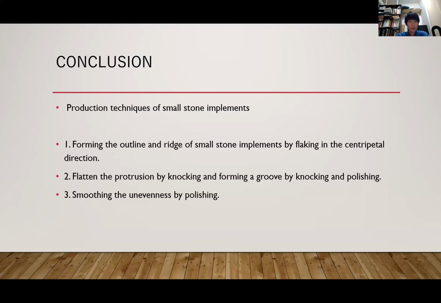In conclusion, the production technique can be summarized in 3 stages. The first stage is forming the outline and ridge of small stone implements by flaking in the centripetal direction. The second stage is flattening the protrusions by knocking and forming a groove by knocking and polishing. The third stage is smoothing the unevenness by polishing.